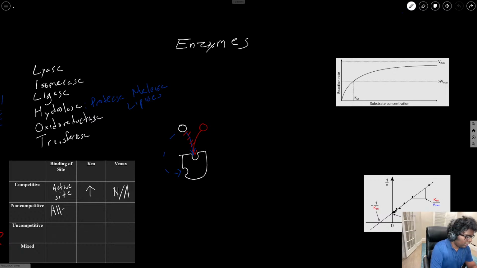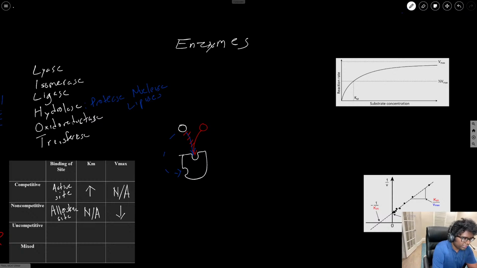So, where was I? We're binding to the allosteric site for non-competitive inhibitors. So when you bind to an allosteric site, you won't be changing the Km, but you will be decreasing the Vmax. So moving on to uncompetitive, this is when you're binding not to an allosteric site or an active site, but to the ES complex as a whole.